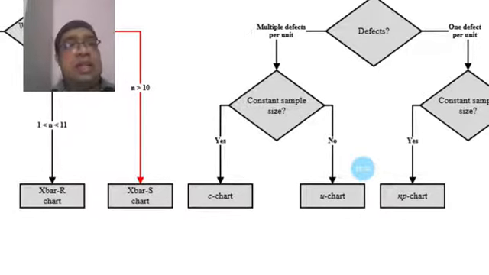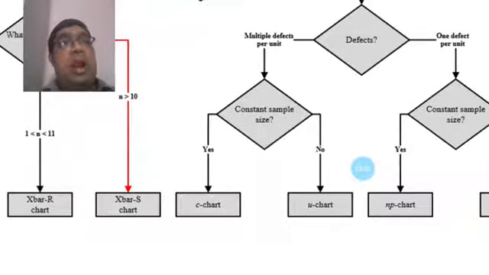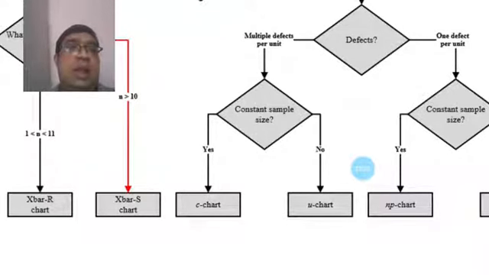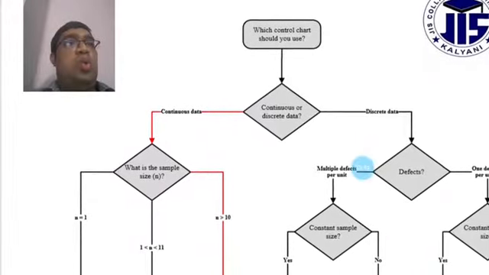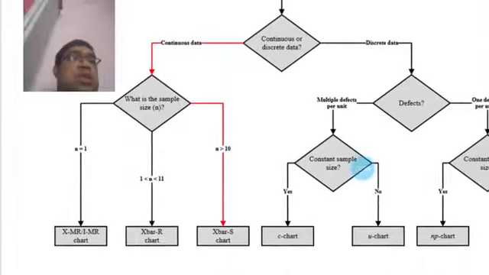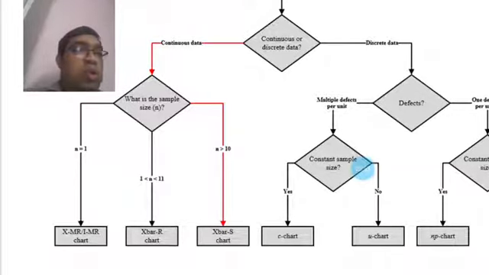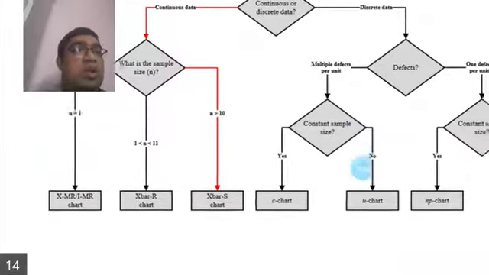And for another case, the defects are multiple but the sample size is not constant, so samples of different sizes must be considered for multiple defects per unit. Then you use the U chart. This analysis shows which control chart should be used according to your requirements, as in this figure.